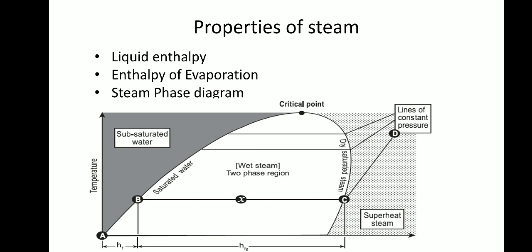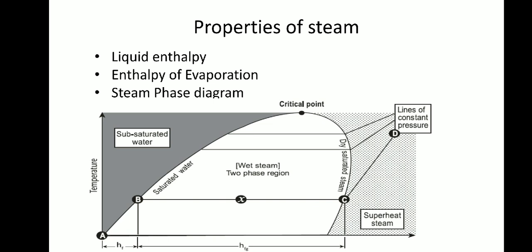Second one, enthalpy of evaporation. The enthalpy of evaporation is the heat to be added to the water in order to change it into steam. There is no change in temperature. The steam produced is at the same temperature as the water from which it is produced. But the heat energy added to the water changes its state from water into steam at the same temperature. It is also called latent heat.